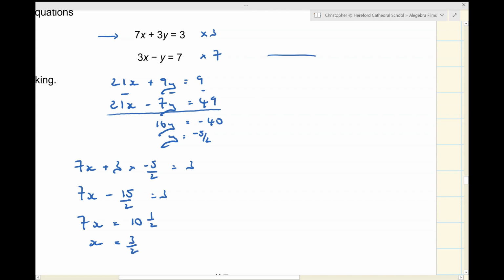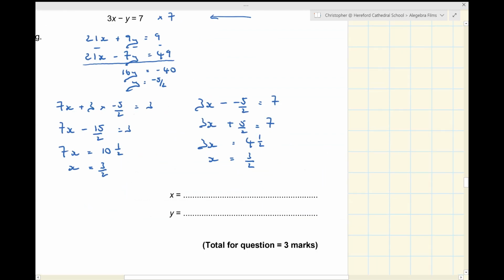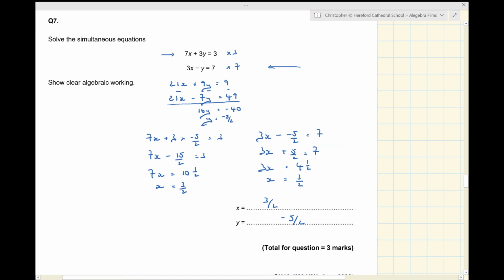Now let's substitute that same value of y into my second equation. 3x minus y. It's a minus there, look, equals 7. 3x plus 5 over 2 equals 7. Minus 5 over 2 from both sides. And 3x equals 4.5. Divide by 3, and x equals 3 over 2 on my calculator. So that gives me x is 3 over 2 and y is minus 5 over 2. And that is question 7 done.